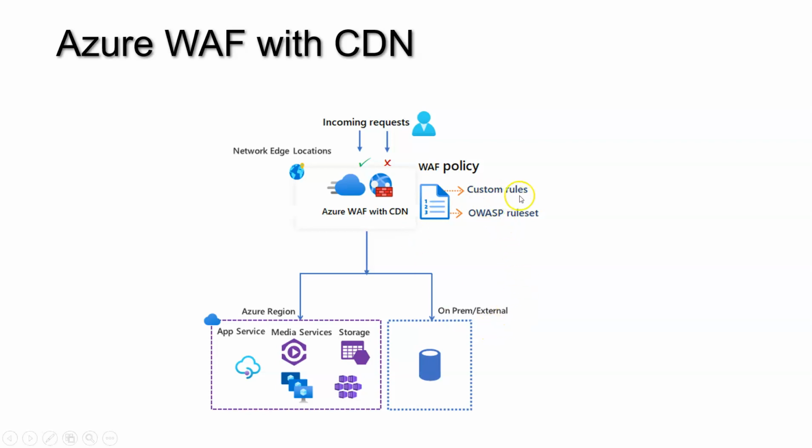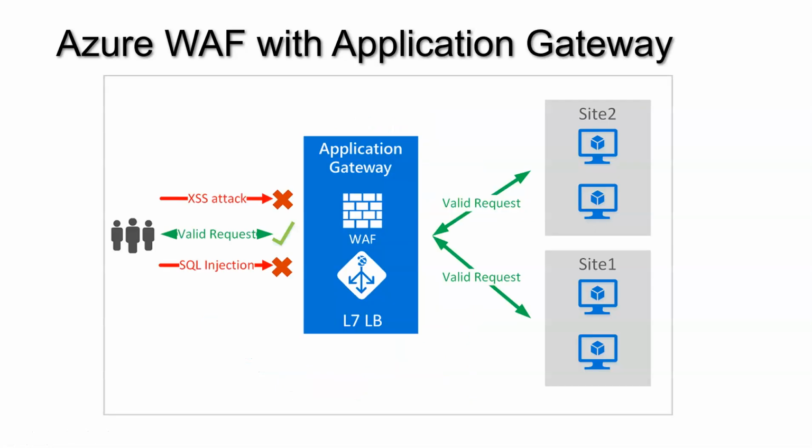So you can define your custom rules, OWASP rule set, and in that particular region it will control all the traffic which is coming inside and detect if there are any vulnerabilities or bots, bad bots, or any mitigations. All those things can be performed, and then it will filter the data and send it to the appropriate websites or web applications. So the third one is web application firewall with application gateway.